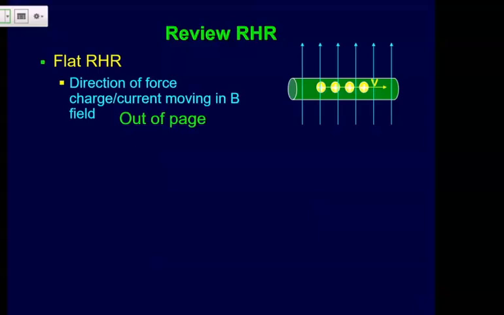Okay, so there's a lot of confusion with the right-hand rules, so we're going to go through and try to talk about those. So here's the original right-hand rule from last week. It's the flat one, all right? And it gives the direction of force when there's a charge or current moving in the B field.